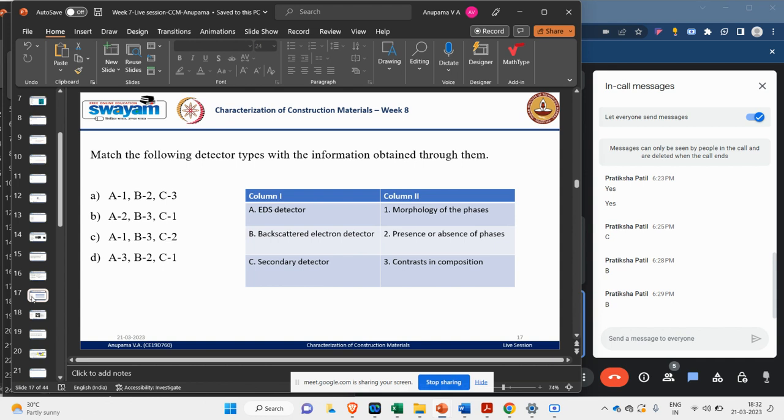Match the following detector types with the information obtained through them. Column 1 has the detector types and column 2 has the information. Column 1: EDS detector, backscattered electron detector, secondary electron detector. And column 2 has morphology, presence or absence of phases, and contrast in composition.